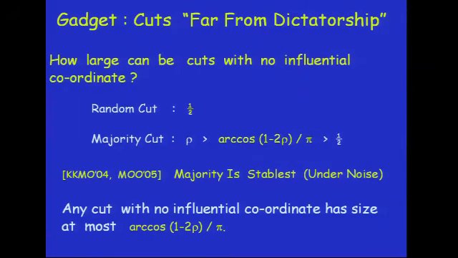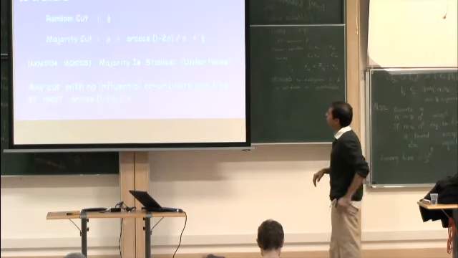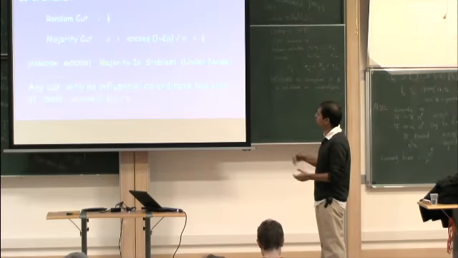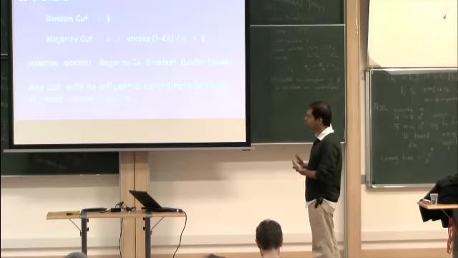This is the question: if there is a cut whose influences are all small, how large can this cut be? And that's a very nice theorem called Majority Is Stablest. This is the theorem of Mossel, O'Donnell and Oleszkiewicz, which states that any cut which has no influential coordinate has size at most this quantity. This is the same number that appeared before. This number is less than rho. Rho is the size of the maximum cut achieved by the dictatorships, and it's larger than half. Half is the size of a random cut. And this somehow gives you the hardness result for this particular problem called max cut.